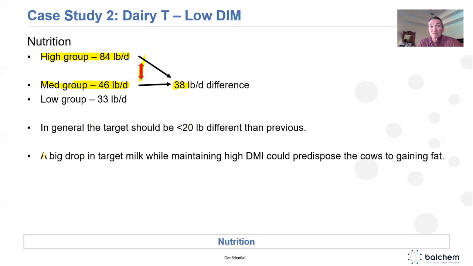So we need to do that, because with a big drop in this target milk, dropping them from here, those cows still have that same intake, but they're not going to produce the milk, because they've got a lot lower energy coming into them, and they're going to predispose themselves to gaining fat. So nutrition can have a huge play here too.